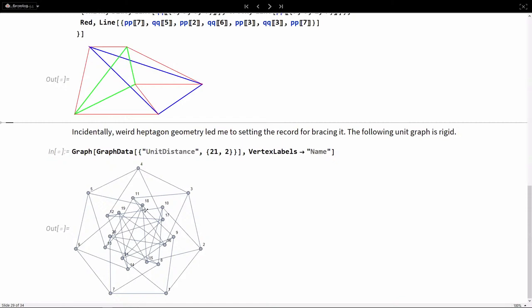But it turns out that you can twist them so that everything has unit distances away from each other. And this object happens to be rigid. It sets a record for bracing a heptagon, and it turns out to be so rigid that you can take one of these edges, remove the two connecting vertices, and everything attached to those two vertices, and the object is still rigid after you've ripped all that away. It's a super rigid object, and it sets various strange records in bracing geometry.